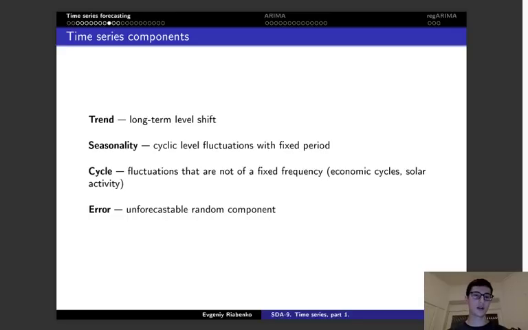Cycles are going to be something different, so there is a really subtle difference with seasonality. Again, these are some fluctuations, but now they don't have a fixed frequency. And actually, this will not help us predict future values. Such fluctuations might be some economic cycles, maybe solar activity, or something really unpredictable. And now error, like in the case of linear models, this will be something unpredictable, just a random component, which we can't model.